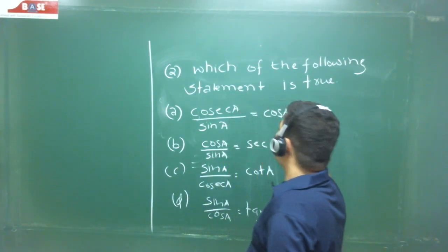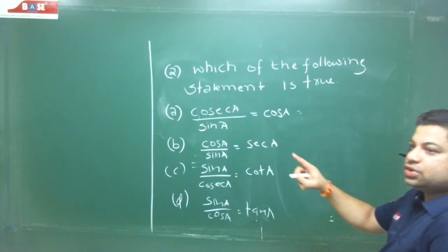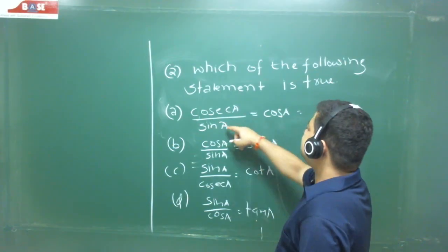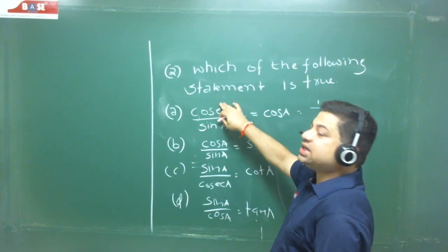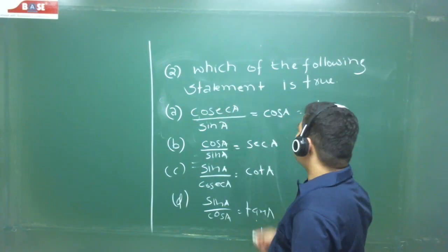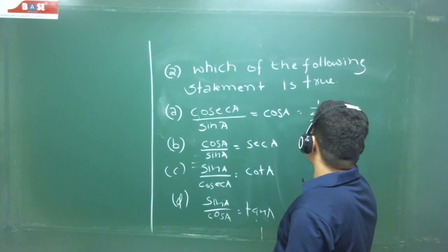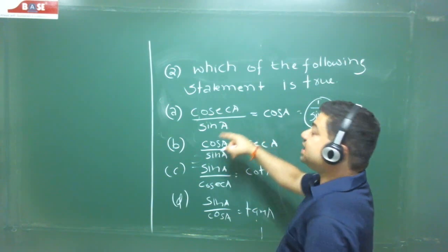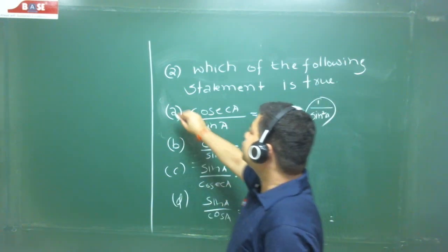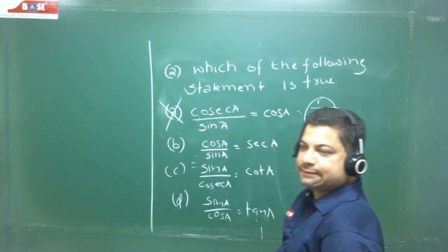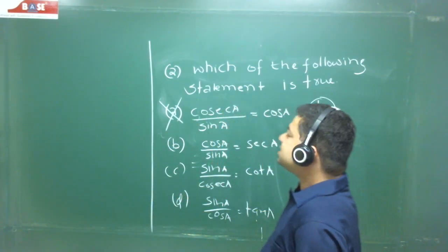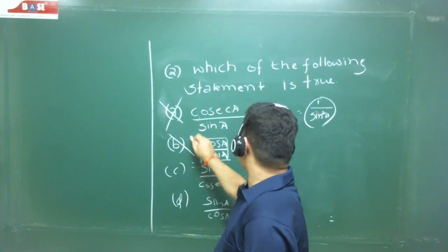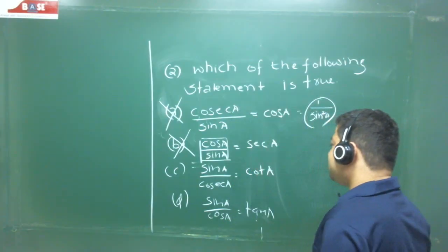We have cosecant A divided by sine A. Can we write the LHS as 1 by sine, since cosecant is the reciprocal of sine? Then dividing by sine again, you will get 1 by sine square. That is the LHS, but they are saying cos. So it cannot be our correct answer. One by one we are supposed to analyze. Now this is nothing but cot, but they have given this as secant. So this will also not be the correct answer.